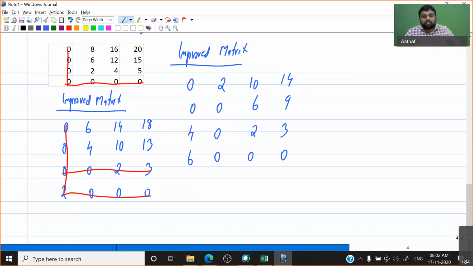Now after the improved matrix, what do we have to do? You are correct. After the improved matrix, we have to do the allocation. So how will the allocation come? We have the data. Now still we have done only 3 lines. So again we have to go for the improved matrix.